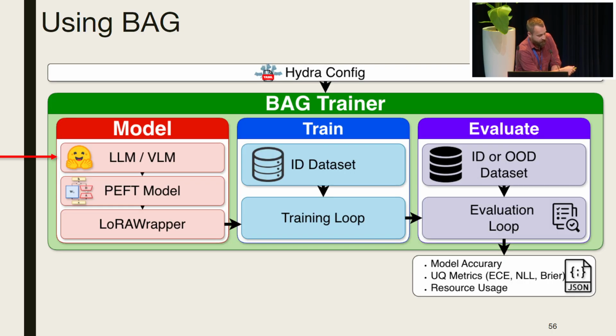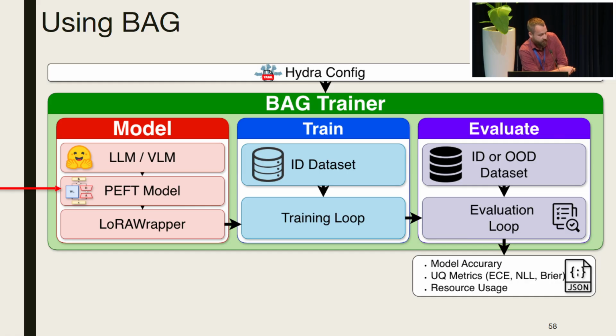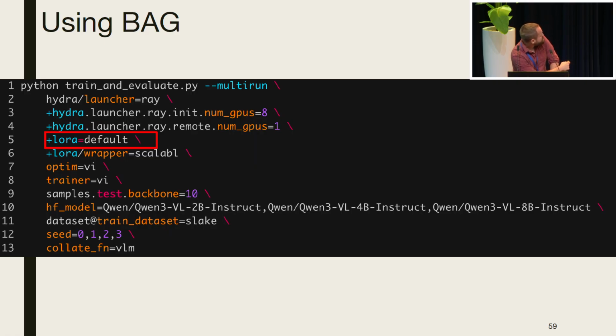We start by defining an LLM or VLM from Hugging Face. In this case, we're using Qwen3 VL in 3 different sizes. Since we're giving it 3 different options, that'll automatically create 3 branches in our grid search, because we're running everything in parallel over 8 GPUs. A lot of the time, you can try a brand new LLM or VLM just by updating this line without any additional code. We then define our LoRA model, which in this case is the default with a rank of R.